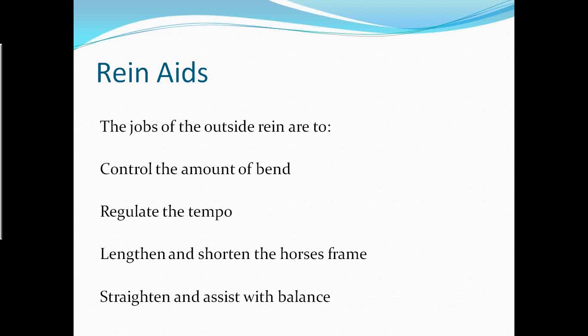Briefly, we'll just go over the rein aids that we use. The jobs of the outside rein are to control the amount of bend, to regulate the tempo, to lengthen and shorten the horse's frame, and to straighten and assist with balance.